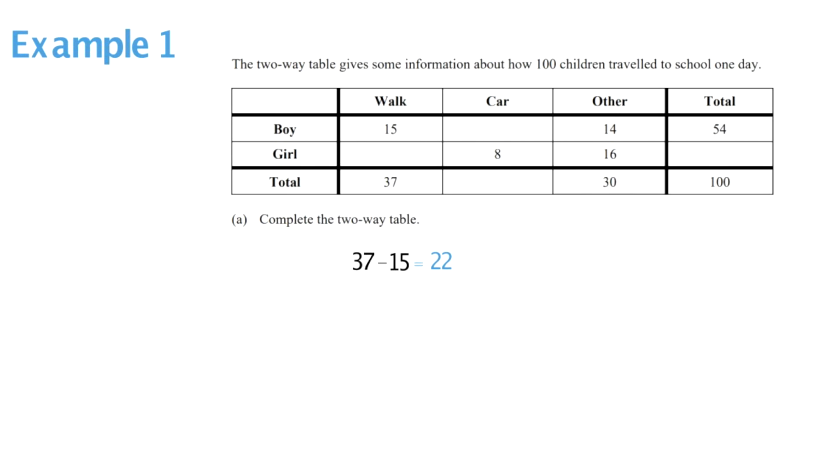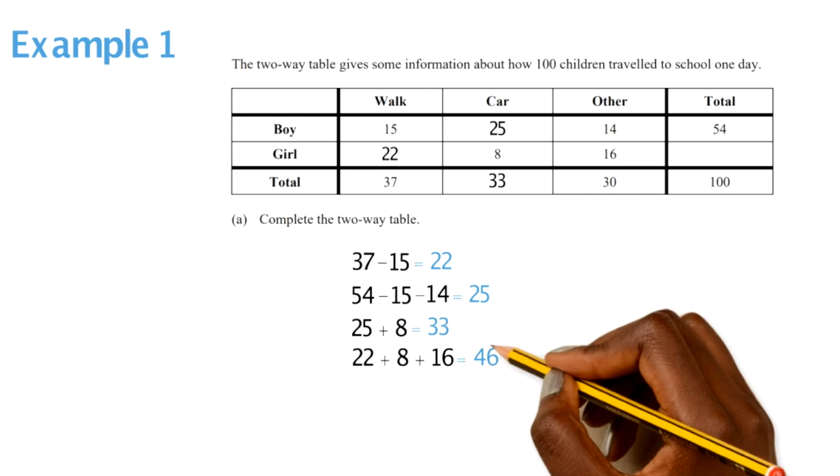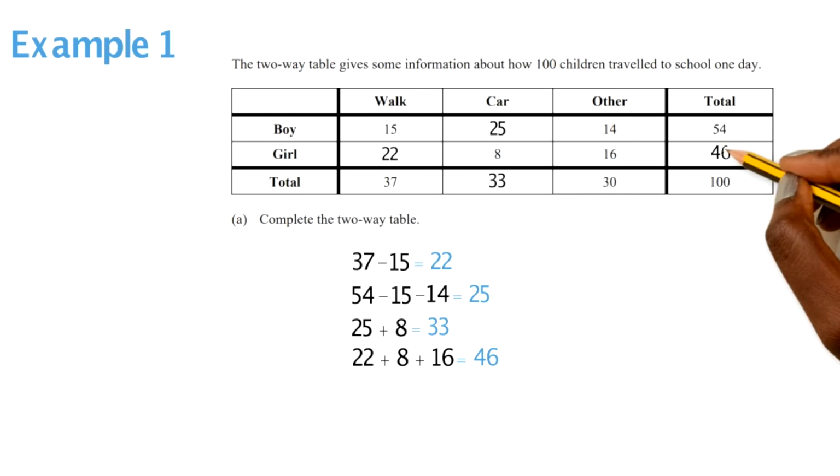So I've done the 37 minus 15, which is 22, so 22 girls walk. Then I'm going to work out the number of boys that travel by car solely. So that'll be 54 because that's the total number of boys, minus 15 that walk, minus the other 14. That leaves you with 25. So I can fill 25 up there. Then the next thing that I did was the 25 plus the 8 to work out the total number of people that drive car, which is 33. And then lastly, the total number of girls, which will be the 22 plus the 8 plus the 16, leaves you with an answer of 46. I can fill that in there as well.